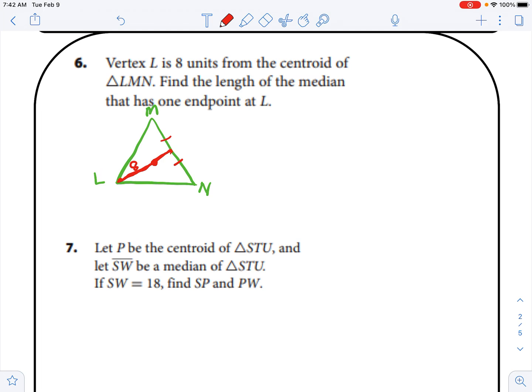Well, we know that from the vertex to the centroid this is 2/3 of it. So then this side would be 1/3 of it, or if you look at it, it'd be half of it. So 8 divided by 2 is 4. And so then 8 plus 4 is equal to 12. So we know that median is 12 units long.